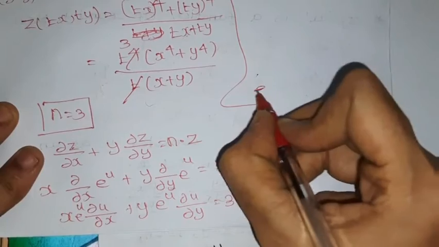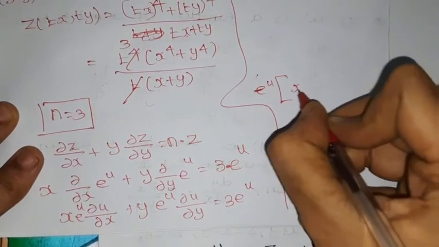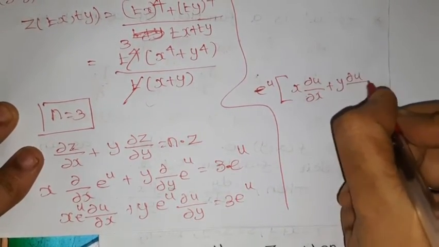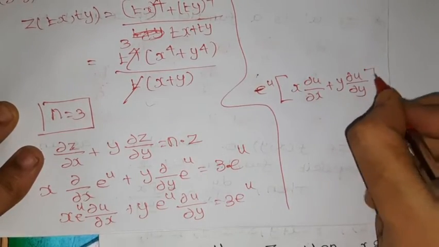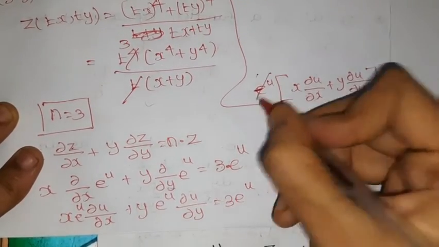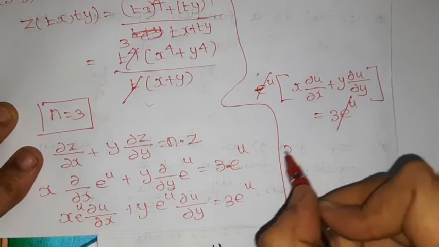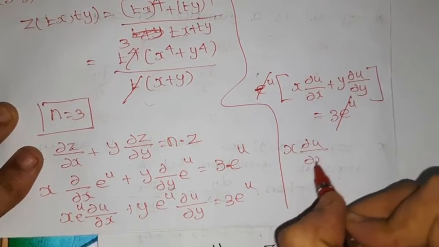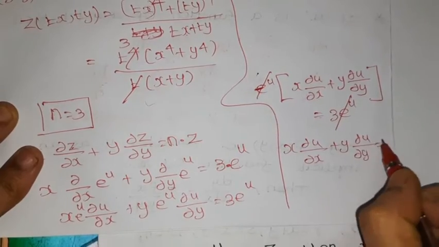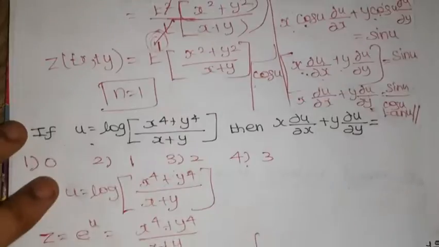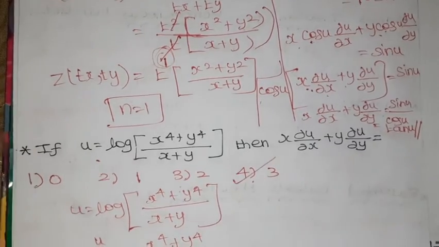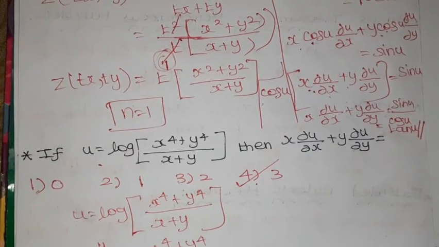So taking e power u as common, x ∂u/∂x plus y ∂u/∂y equal to 3u, 3 e power u. This and this will cancel. What we will get? Finally, x ∂u/∂x plus y ∂u/∂y equal to 3. So the answer for x ∂u/∂x plus y ∂u/∂y is nothing but 3. Option 4, 3 is the right option.